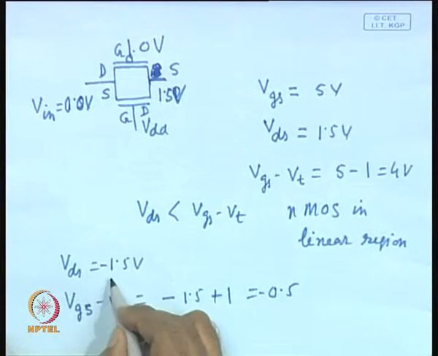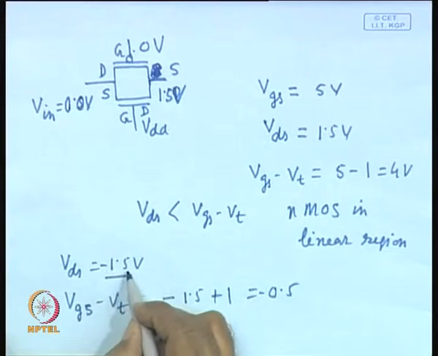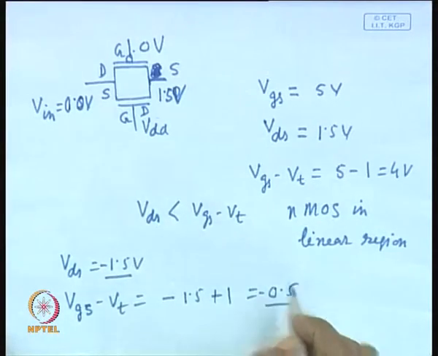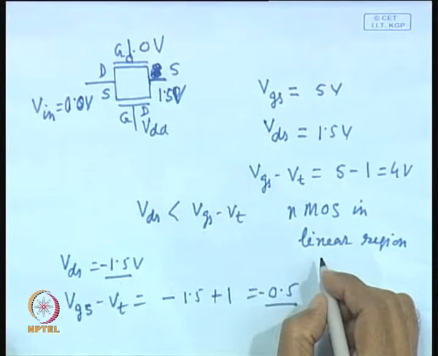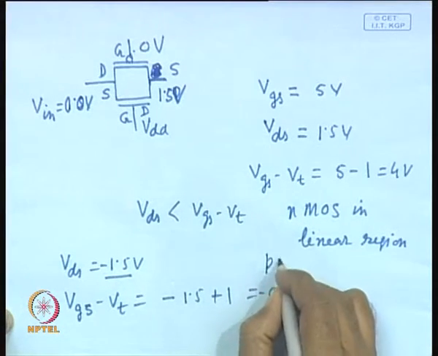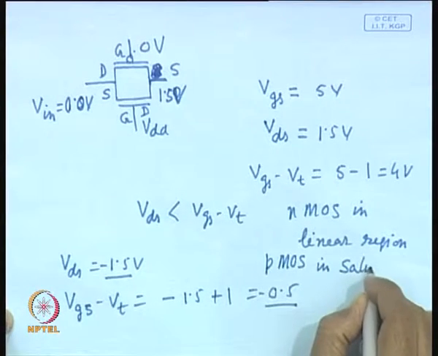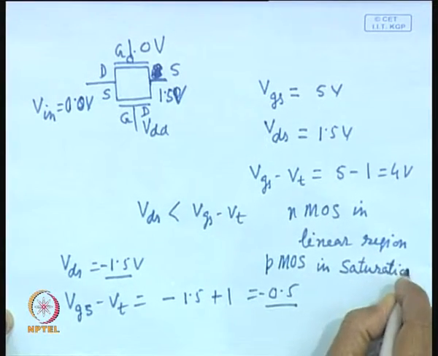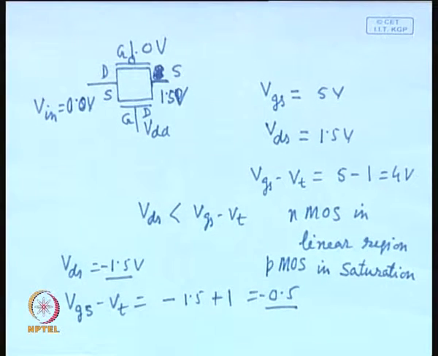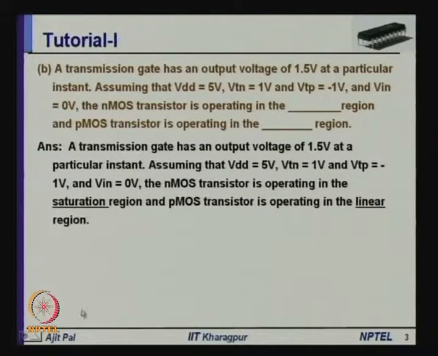This transistor will be, so this one is less than this one. Therefore, this transistor will be in saturation, that means PMOS in saturation. Okay. So, PMOS will be in saturation and NMOS will be in linear region. Oh, I have written it just the opposite by mistake. So, here is a typo, that means it will be in linear region NMOS and PMOS will be in saturation region. Okay.